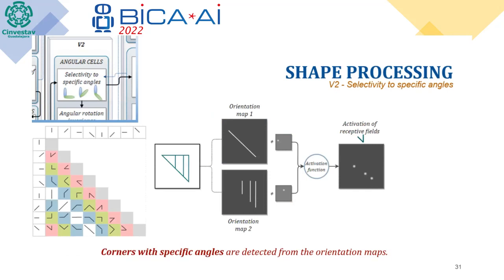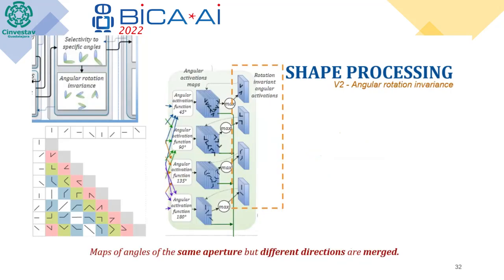And now, speaking about the selectivity to specific angles in V2, we use the orientation maps to obtain the corners with specific angles. The operation is very similar to a multiplication, and then for obtaining the angular rotation invariance, the maps of angles of the same aperture but different directions are merged.